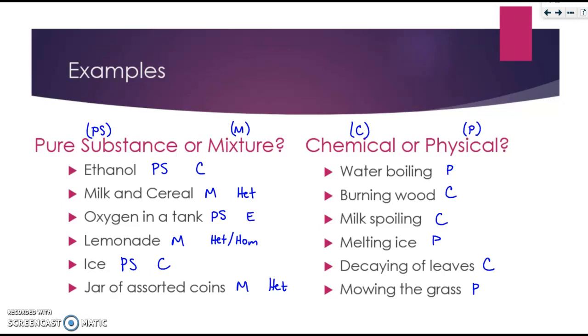For the chemical and physical, water boiling, melting ice, and mowing the grass are physical, and the other three are chemical because they're producing something new.